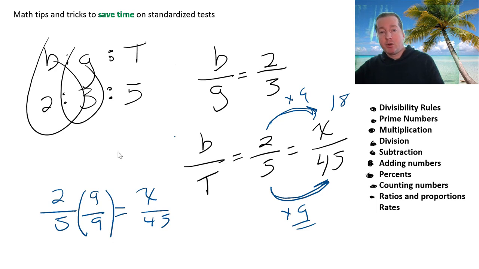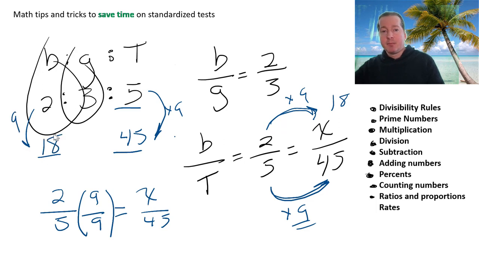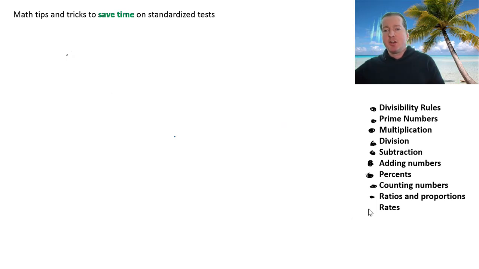And if I wanted to write it over here, suppose the total were 45. To get from 5 to 45, I multiplied by 9. So how many boys would there be? 2 times 9, 18. So a little bit on ratios and proportions.